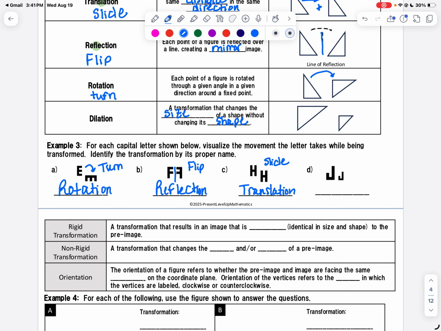In problem D, we have the letter J, and in this problem, it changed the size of the letter without changing the shape. So this is a dilation. Dilation. All right.